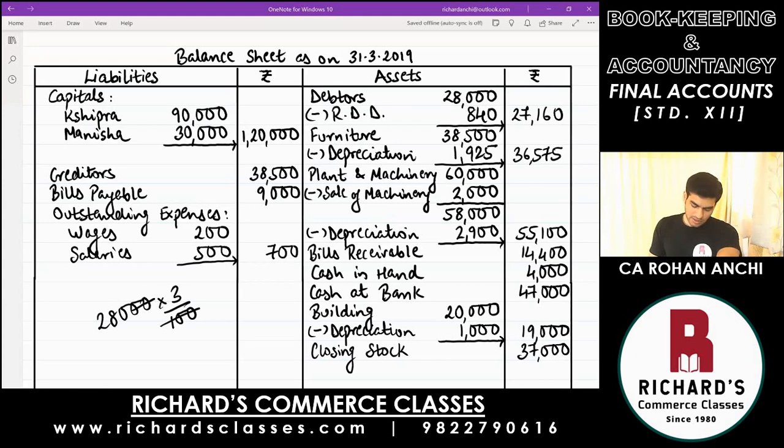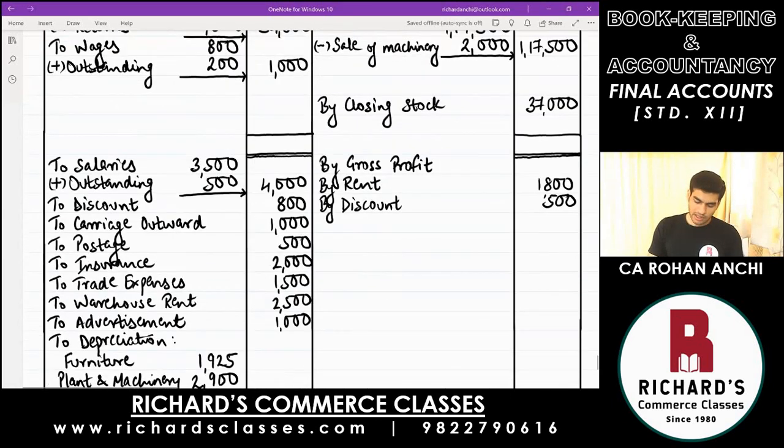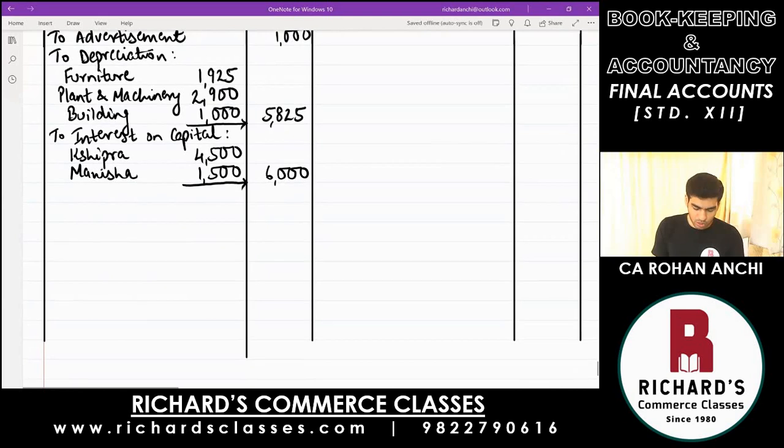Okay. This is one effect. Where is the second effect of RDD? Profit and loss account. Debit side of profit and loss account. Yes, write down RDD. Whenever asset value is reducing, whether it is because of depreciation or on debtors, whether it is because of bad debts or RDD, asset value is reducing, which means it is your loss. To RDD, amount was 840.